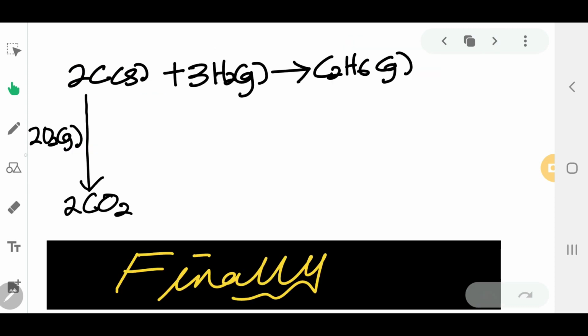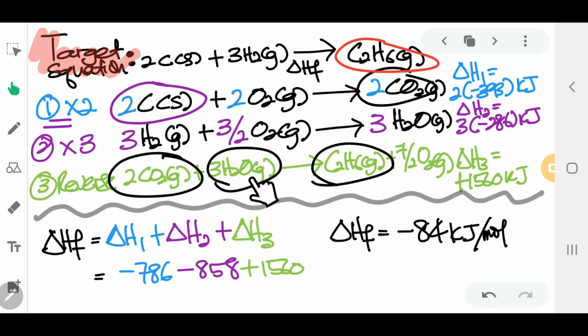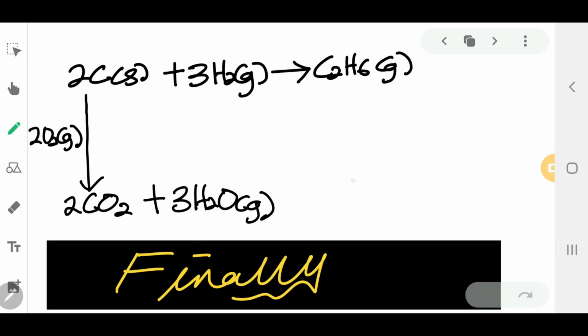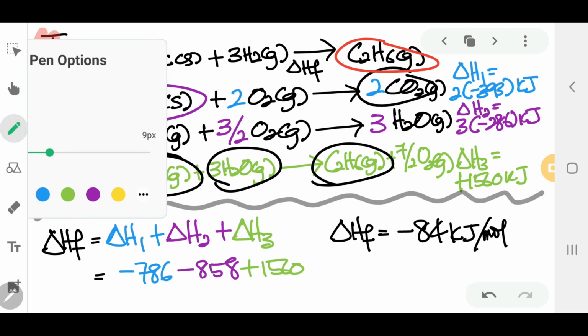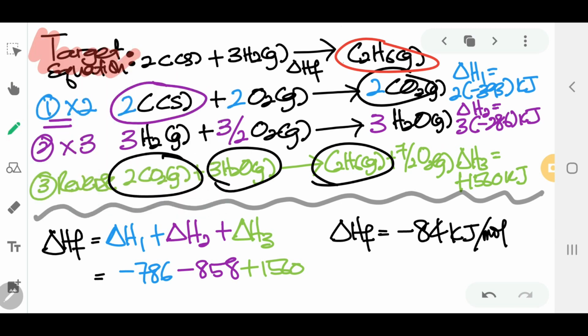So we're going to write plus 3H2O gas. Okay, you have 3H2O gas making C2H6 gas. Okay, so you get C2H6. You're just going to take the arrow like that and do you need to write anything on the arrow? Yes, as you can see right there, I'm going to use red. You have 7/2 oxygen gas will be producing as well.